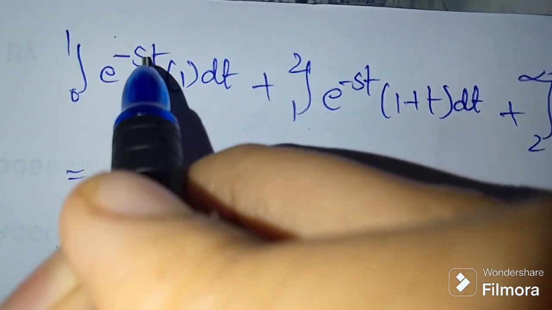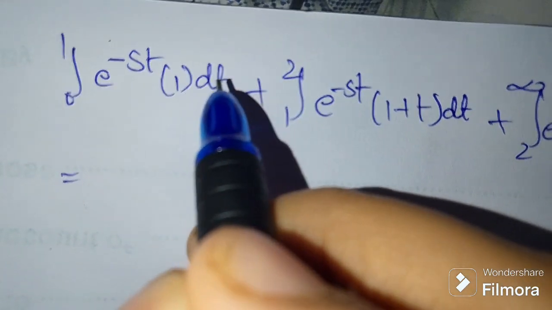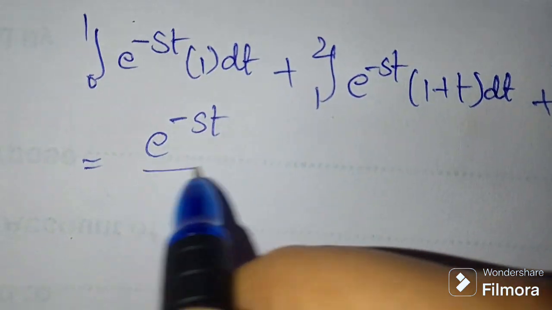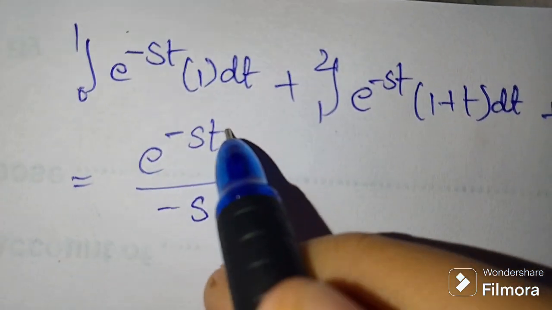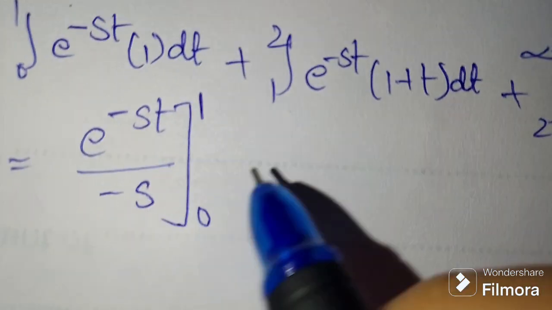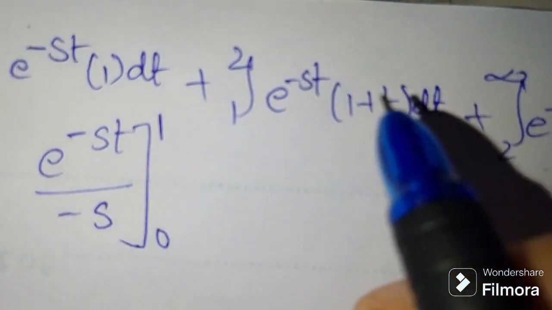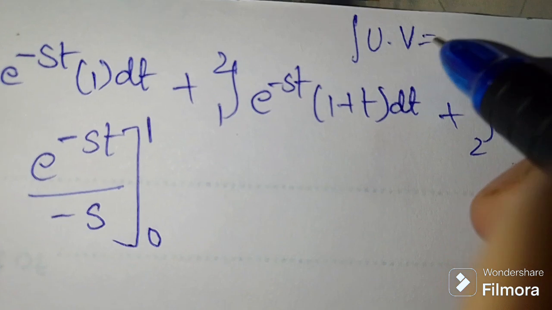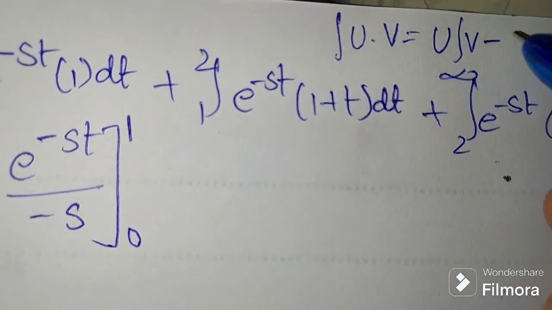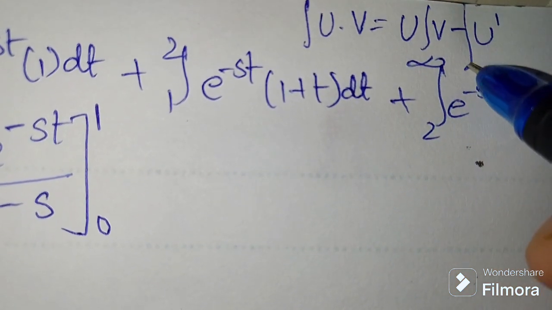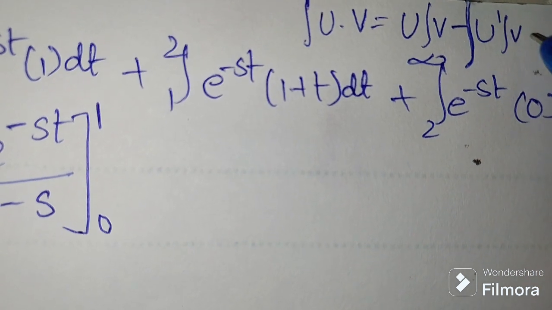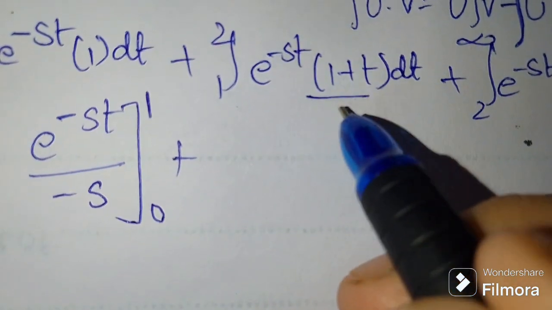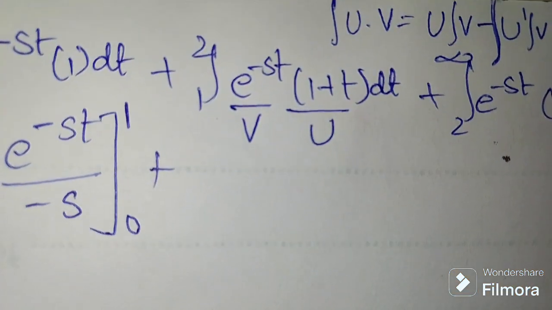What is the integration of e power minus st? Remember, we are integrating with respect to t, so here s is constant. You will treat it as constant. Limits are 0 to 1. Next, here you can use the UV rule. What is the UV rule? Integral of uv is u times integral of v minus the integral of u dash times integral of v. Okay, remember. So now, what is u? This. What is v? This.